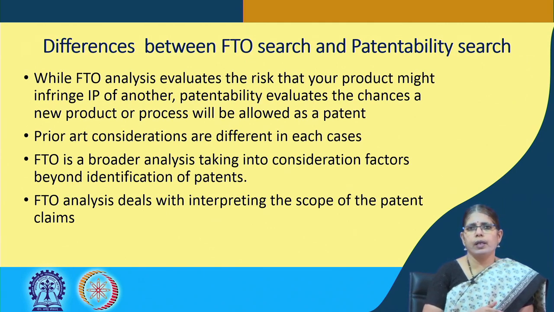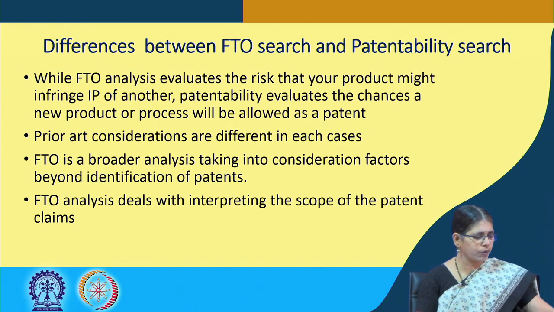In the case of an FTO analysis, it is typically a case of a risk analysis, the risk of infringing on an existing IP. The FTO search is typically a broader search, unlike the patentability search, because it takes into consideration factors much beyond the identification of patents. So, we discussed the need to understand business information, the need to understand other data in relation to FTO. So, therefore, there are differences essentially between the FTO and the patentability search.